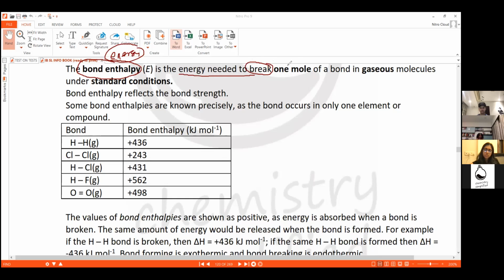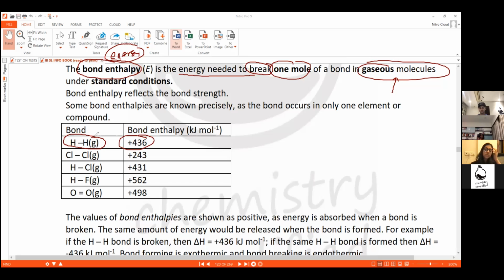But here again, there are keywords. Break only 1 mole of bond, and in the gaseous molecule. This is a very important keyword, gaseous molecule. Okay, so I have to break 1 mole of bonds in the gaseous molecule, and how much energy is required to break that? That much energy is called the bond enthalpy of that bond. For example, H-H bond. To break 1 mole of this bond, I will require 436 kilojoules of energy.